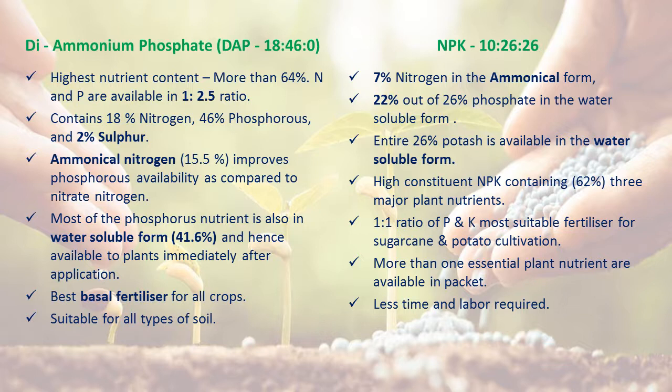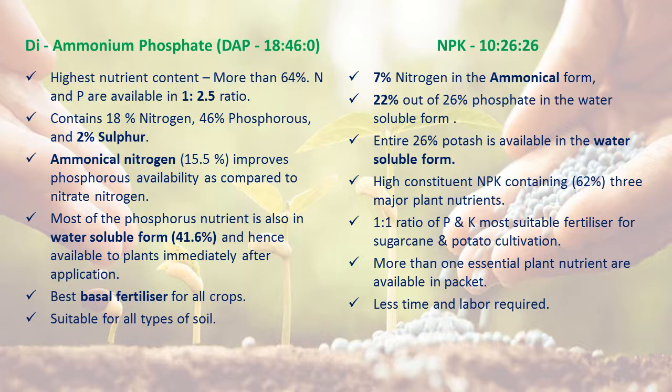And about phosphorus availability, most of the phosphorus nutrient is also in water soluble form. That means among the 46% of phosphorus, 41.6% is in water soluble form, and it is available to the plant immediately after the application. And it is the best for basal fertilizer, and it can be used for all crops, and it is suitable for all types of soil.